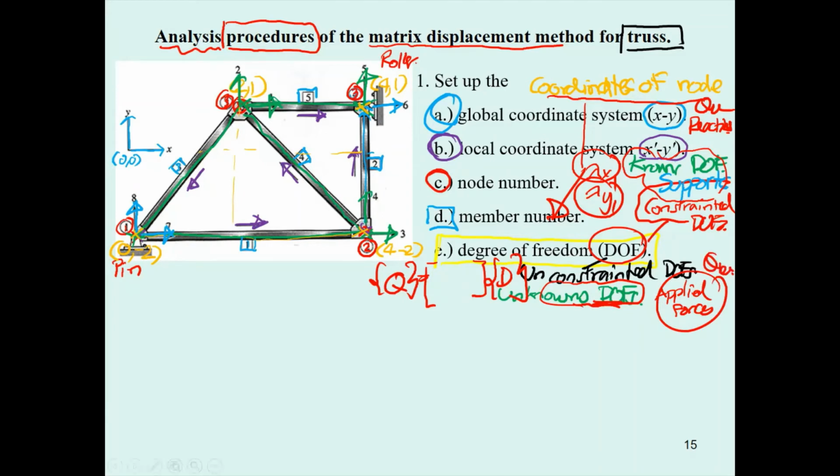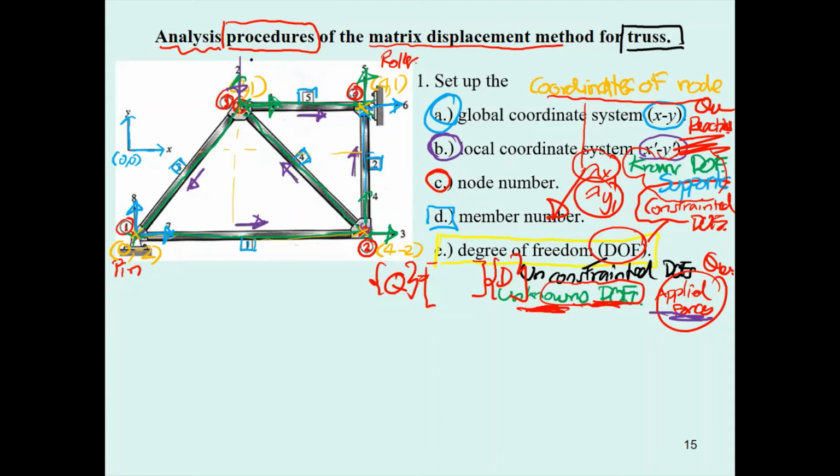There's a lot of things. Stop the video and try to think, follow what I'm saying. The degrees of freedom separate into 2 of them. One, the light blue, is related to the reaction at the support. And another one, the unconstrained degree of freedom, the green one, is related to the applied forces.